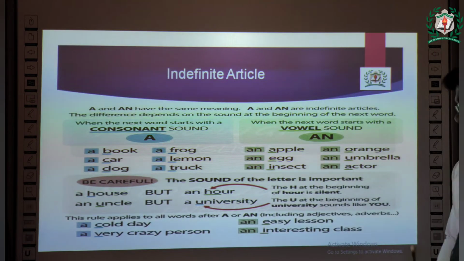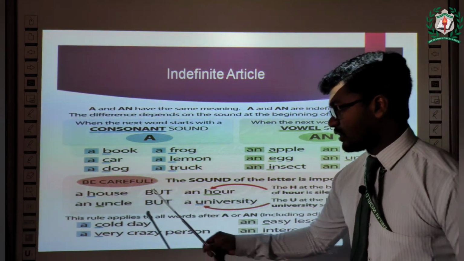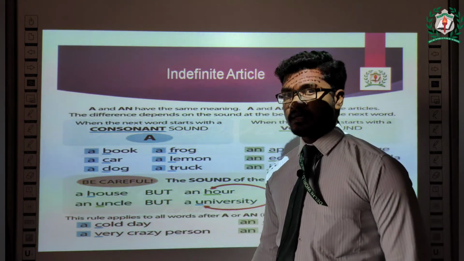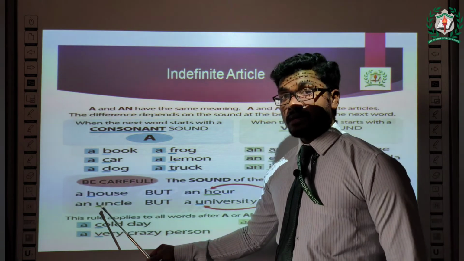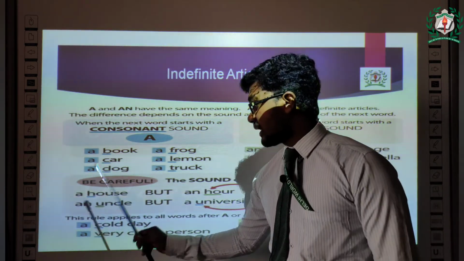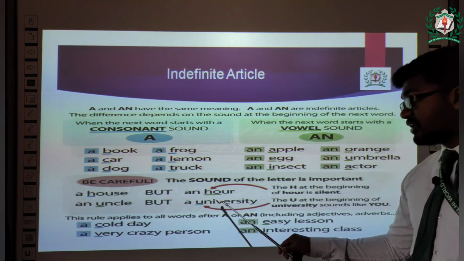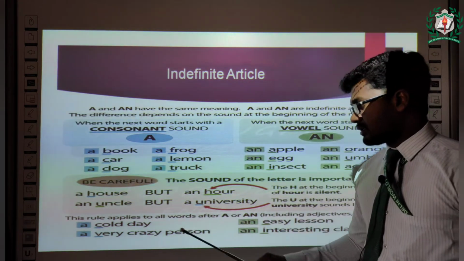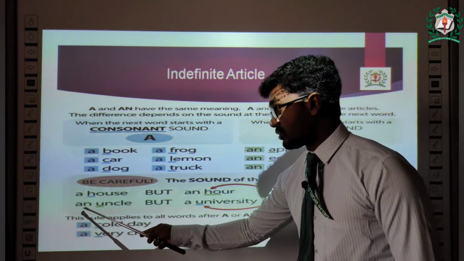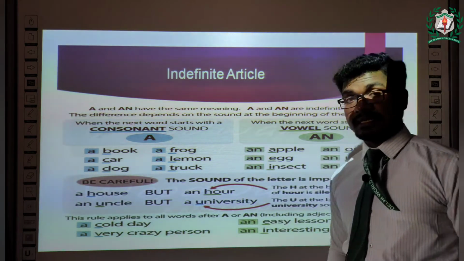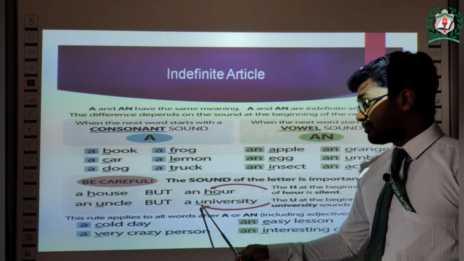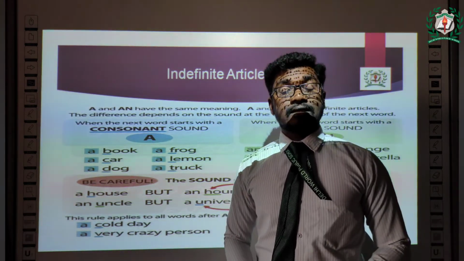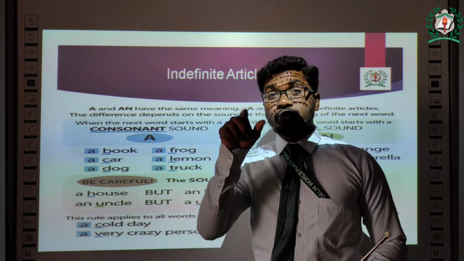And now the second one: an uncle, uncle, uncle. It is the sound of a vowel, so we are using "an". But here you see, a university. U is in both words, but here we are not using "an", because the sound of the first letter U is pronounced Y-O-U.